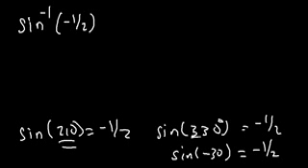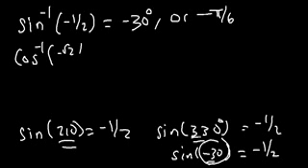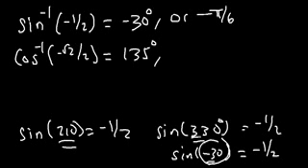But not all of these answers are in the domain of inverse sine. Inverse sine exists between negative 90 and 90. So which answer is between negative 90 and 90? It's this one, negative 30. So that's the answer. It's negative 30 or negative pi over 6. So let's say if you want to find the inverse cosine of negative root 2 over 2. The reference angle for that is 45, but in quadrant 2, 45 is the same as 135, if you do 180 minus 45, and that's 3 pi over 4.